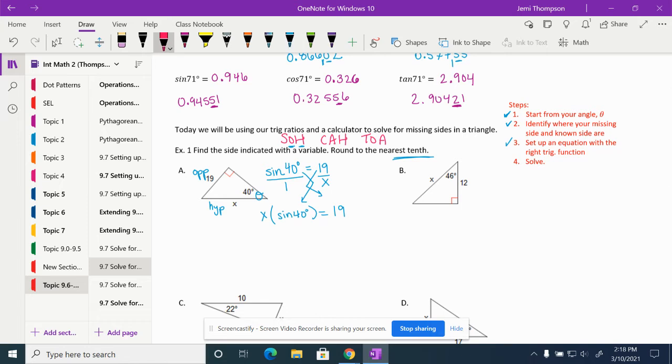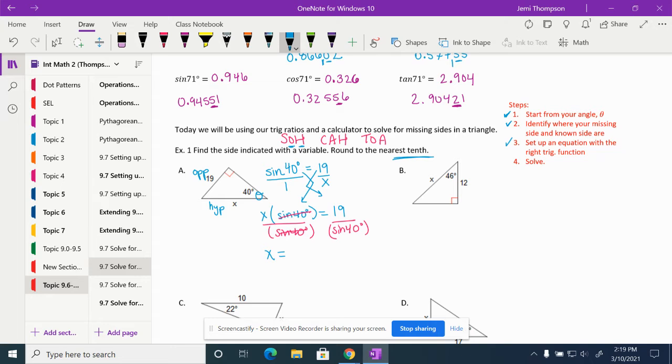X times the sine of 40 is equal to 19. Well, we just talked about how the sine of 40 is an actual number. I could plug that in a calculator, and we're going to. But I need to get x by itself. So to move the sine of 40, I'm going to divide by it. I have 19 divided by the sine of 40.